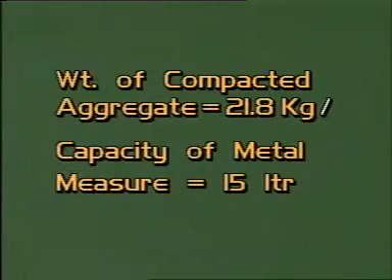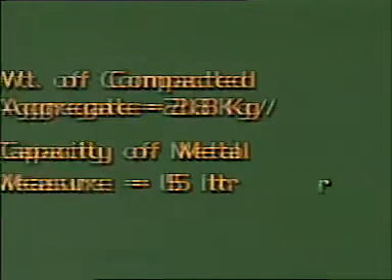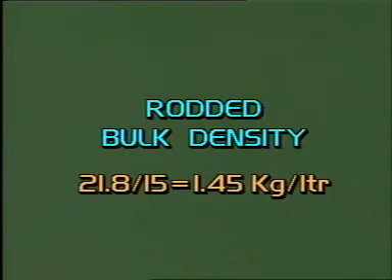Rodded bulk density is calculated by dividing the weight of compacted aggregates, which is 21.8 kilograms, by the capacity of the metal measure, which is 15 liters. The rodded bulk density comes out to be 21.8 kilograms divided by 15 liters, which is equal to 1.45 kilogram per liter.